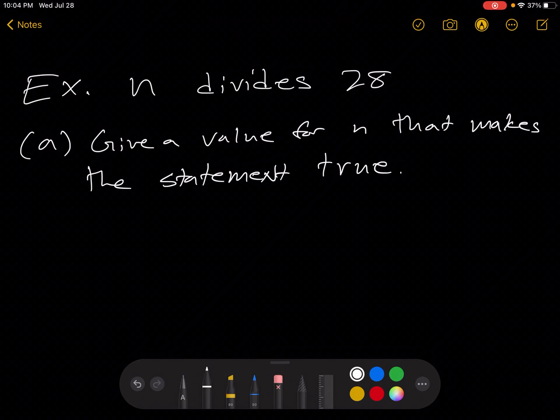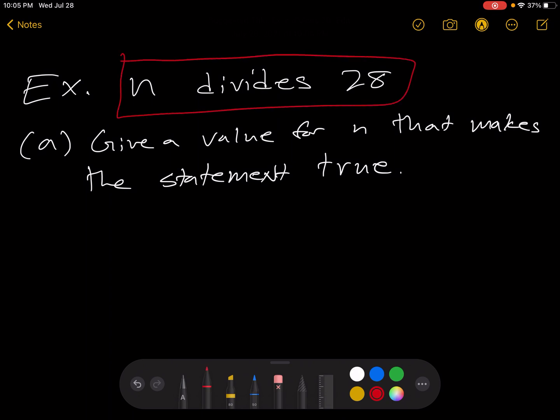In the homework, you'll see a problem very similar to this. You start with some statement. We put that in red here, in a red box. N divides 28. I think the number obviously won't be 28, it'll be something else. And you're supposed to give a value for n that makes the statement true.